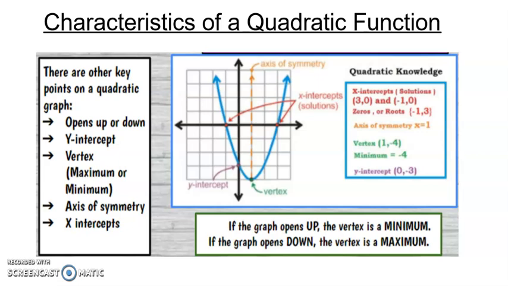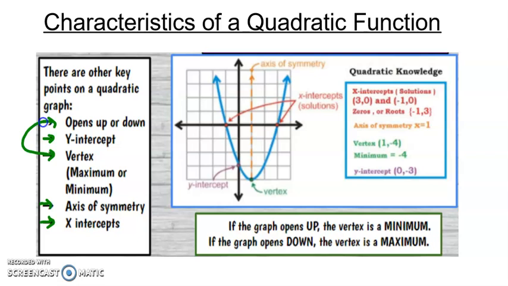So first, let's start with characteristics of a quadratic function. Looking at our graph, there are a few key points that we need to know in one line. So we should know how to figure out if our graph opens up or down and what our x and y intercepts are, as well as the vertex. And our vertex goes along with if our graph opens up or down. So those are connected there, and also tells us if we have a maximum or a minimum value. And then we also have our axis of symmetry, which goes through our vertex.